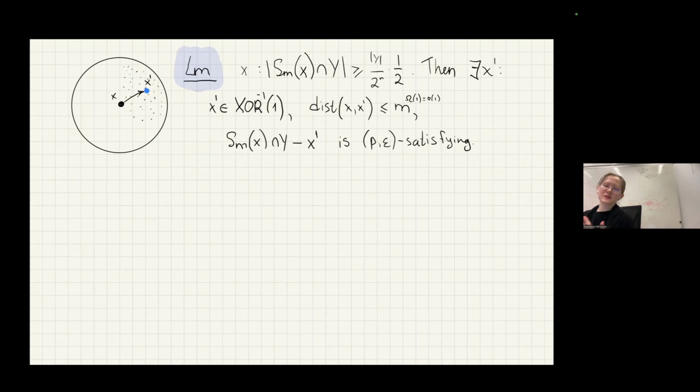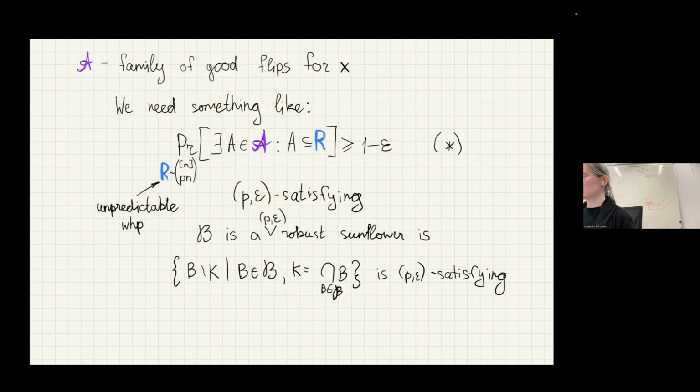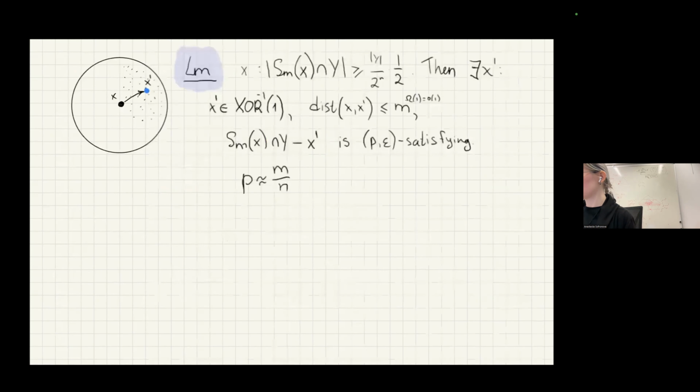Where P is just so we would get the normal sizes of the set that we want. P will be like m over n, so that in this definition, we will get R of size m. Okay, so that's the lemma.